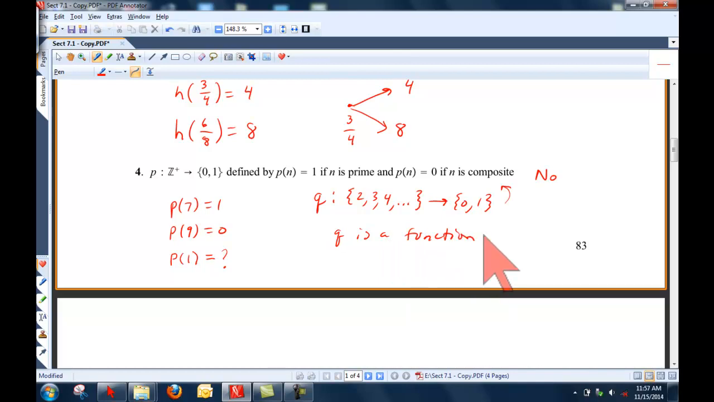So how can that be? Don't P and Q have the same rule? Yes, they do. They're checking whether the input is prime or not. But they're different functions because they have different domains. In fact, P is not even a function at all. They're different relationships. Q is a function. It can be a function because its input set is different than for P.